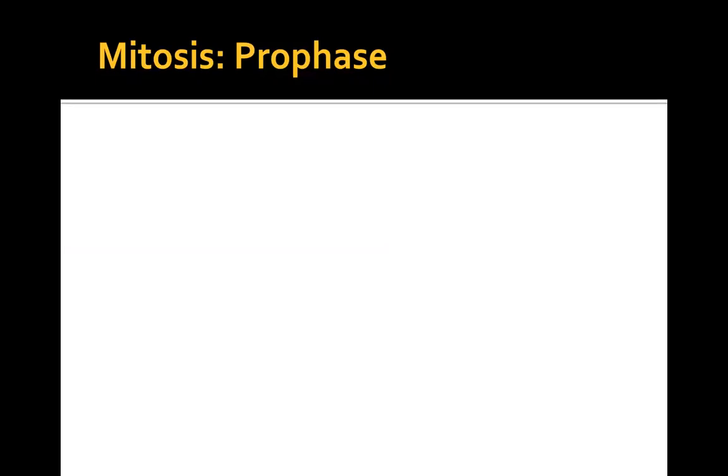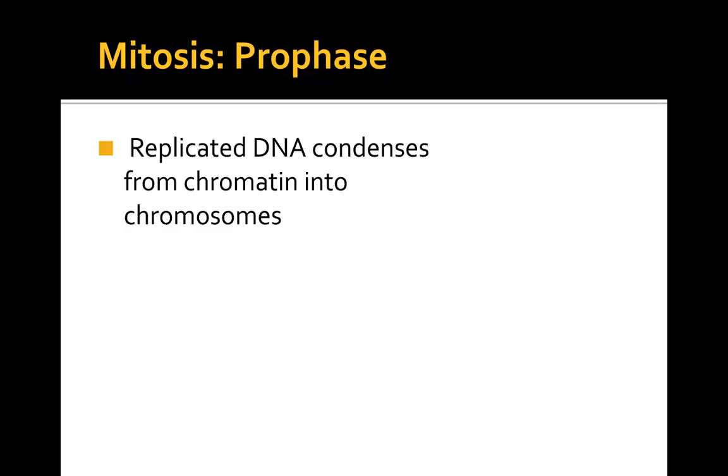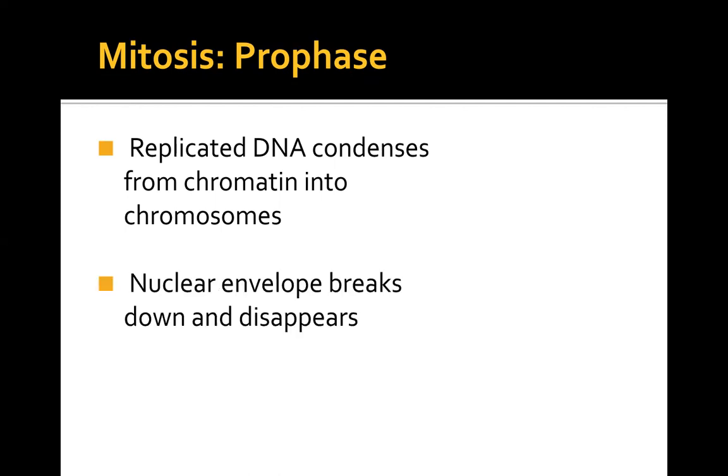So the first step of mitosis is going to be prophase, and that's going to immediately follow G2. The first thing that's going to happen is that our replicated DNA is going to condense, organize itself from its chromatin form to its chromosome form. So we're going to kind of wind up our DNA so it's organized into that chromosome form and it's ready to be separated. In order to separate the nucleus, we have to get the nuclear envelope out of the way, which is the membrane of the nucleus. So that nuclear envelope will also break down and disappear.